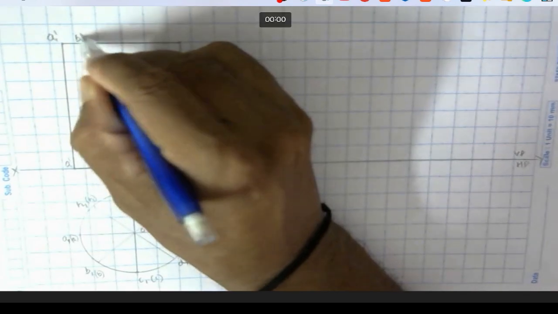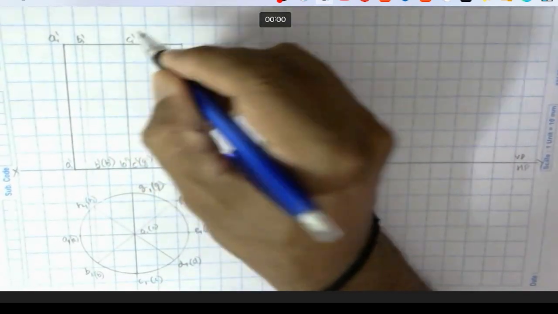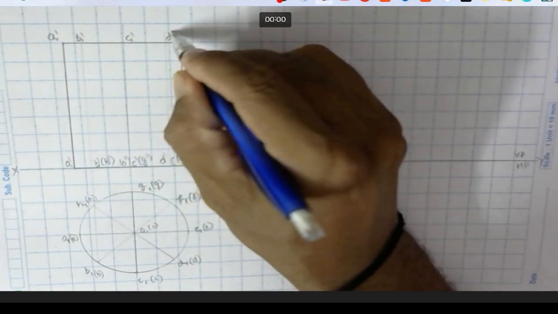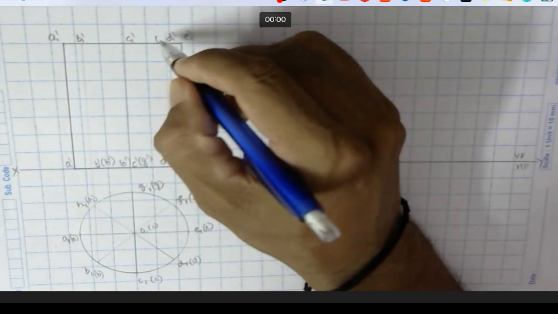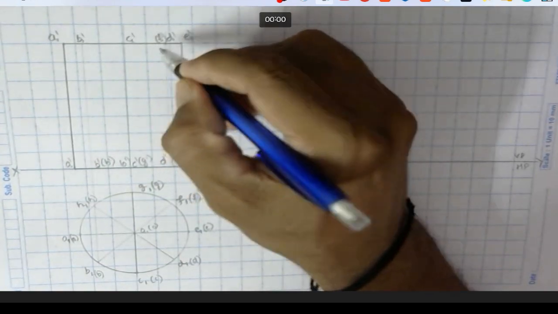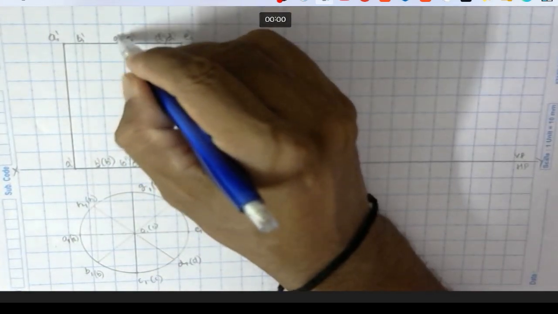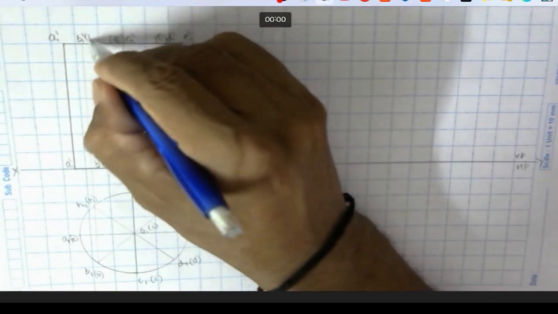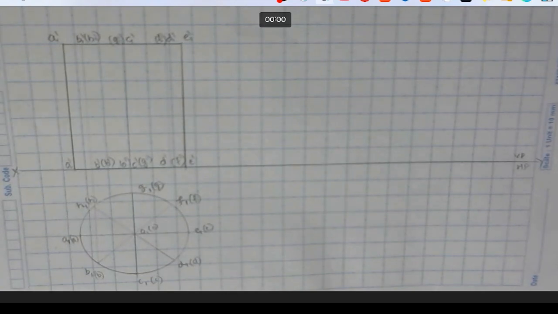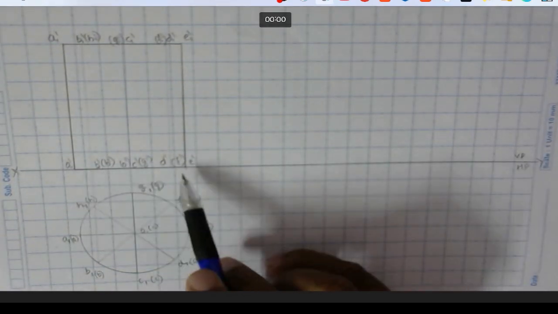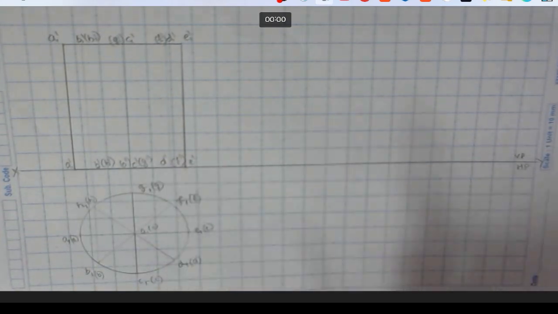So now let us mark the top surface. A1 dash, B1 dash, C1 dash, D1 dash. So here it is E1 dash. So here I got the back side. It is F1 dash. So here I got G1 dash. So here I got H1 dash. Now the surface is here. The base surface is A dash E dash. Okay, so this is the entire base surface.